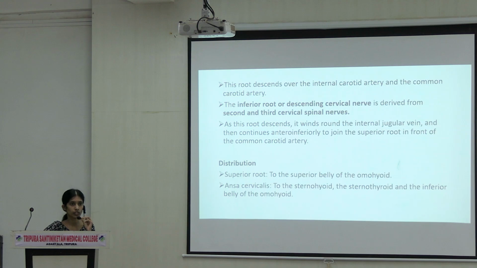Tell me the boundaries of carotid triangle. How is the carotid triangle formed? Tell me the boundaries of carotid triangle.